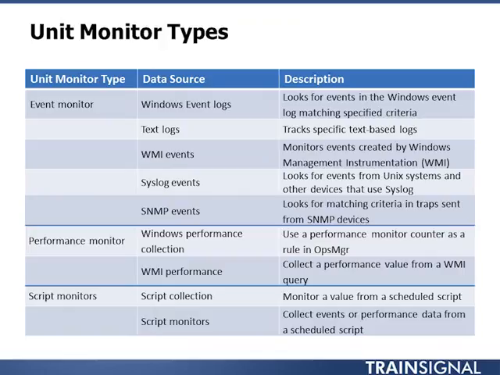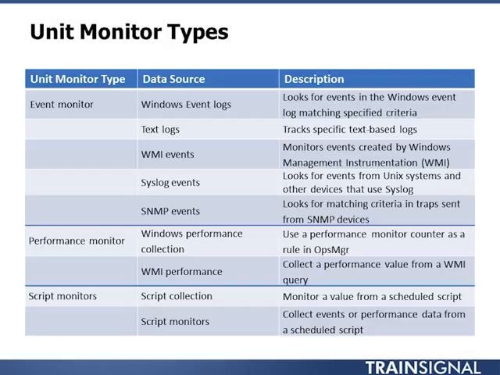Now, I mentioned before that we were going to talk a bit about unit monitors, and there's really 3 different kinds of unit monitors. One is called an event monitor. Then we have what are called performance monitors and script monitors. An event monitor will watch the Windows logs, and it'll look for specific log events to be raised. When it's raised, something will be raised on the console, alerting the administrator that that event has been raised.